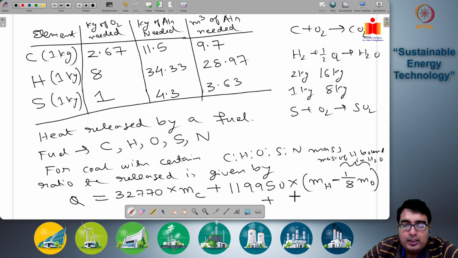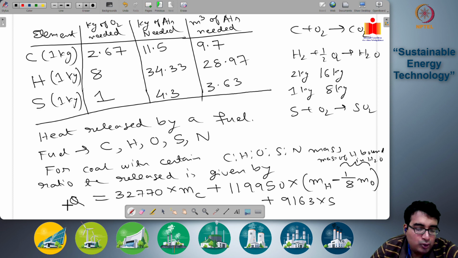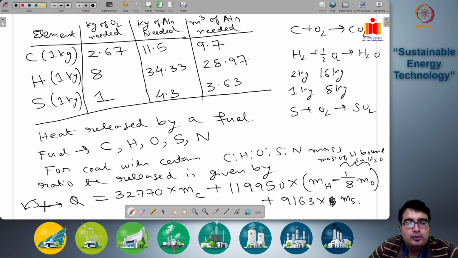And finally, you have the sulfur content. So 9163 into mS. So this is the mass of sulfur. So this is the total heat released when you burn a certain amount of coal which contains mC kgs of carbon, mH kgs of hydrogen, mO kgs of oxygen, and mS kgs of sulfur. Right?